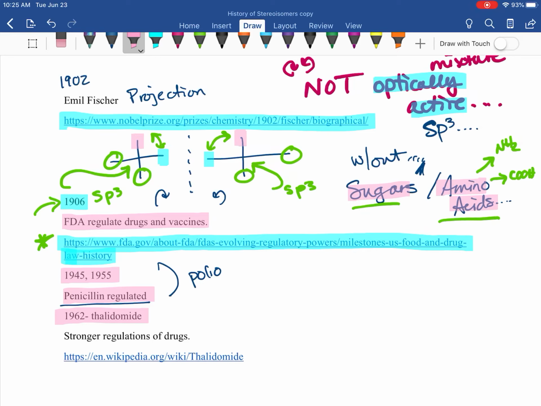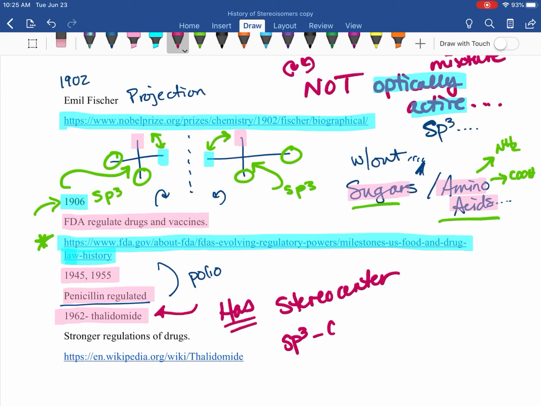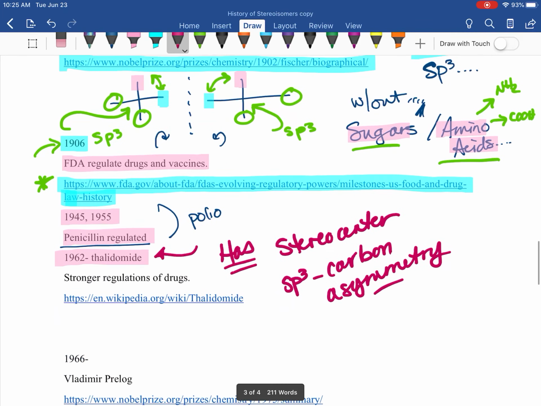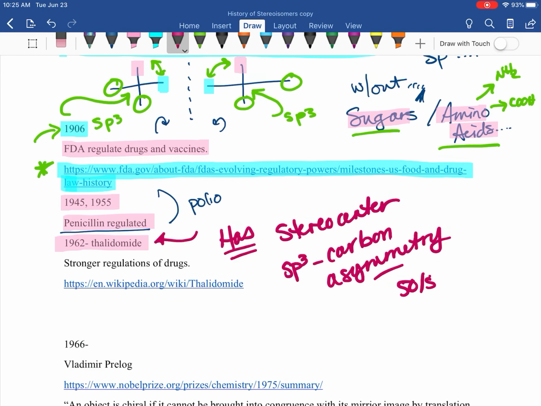In the 1960s, a drug for pregnant women came out, and that was thalidomide. Thalidomide itself has a stereo center. In other words, we have an sp3 carbon and asymmetry. And that drug was marketed, if I'm not mistaken, as the 50-50 mixture we talked about, the racemate. Only remember what we learned from Louis Pasteur.